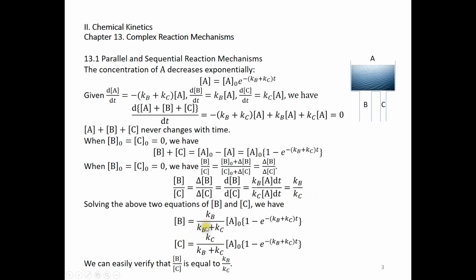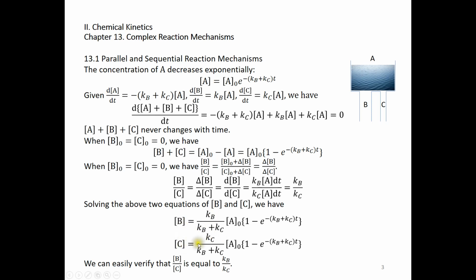B is kB over this k effective times A naught times 1 minus the exponential function. C is kC over this k effective times A naught times 1 minus the exponential function. Again, I was just using k effective as the sum of kB plus kC. And we can also verify that B over C is simply kB over kC. You can just compare the right hand sides of these two equations. They differ only here and here. kB over kC is equal to B over C.